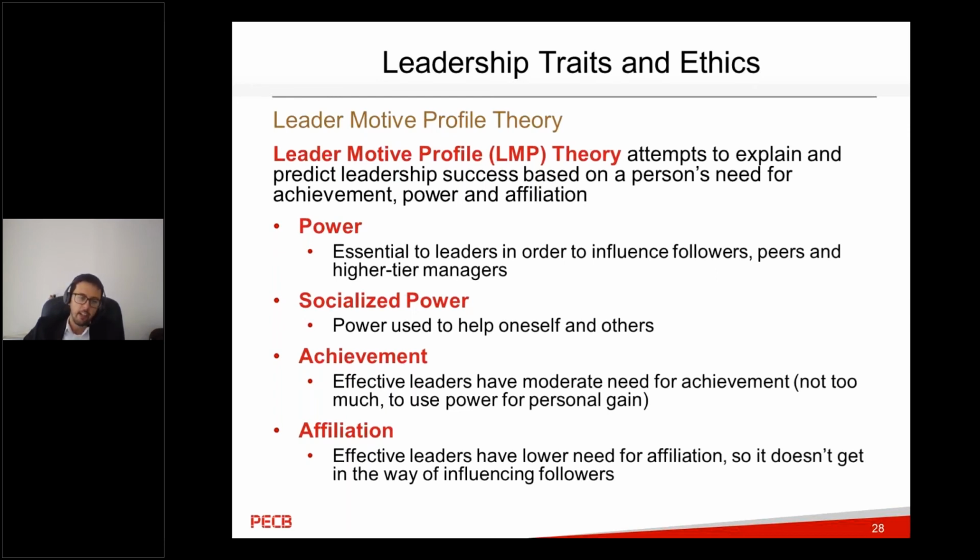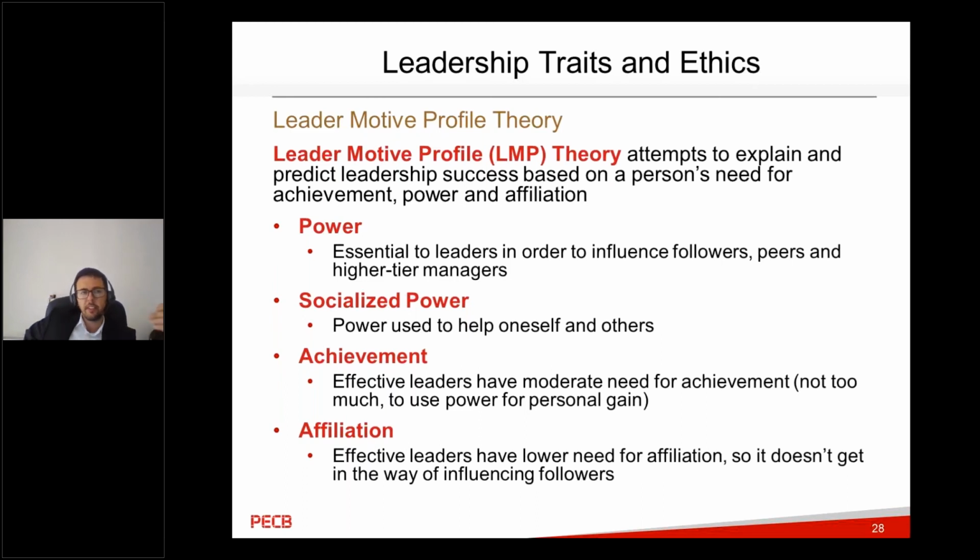So first of all, let's go with the power. What is power? Power is very important to leaders because they use power to influence their followers, peers, as well as higher tier managers. So without power, we can clearly say that there is no leadership. In order to be successful, leaders need to be in charge and to enjoy the leadership role that they have.